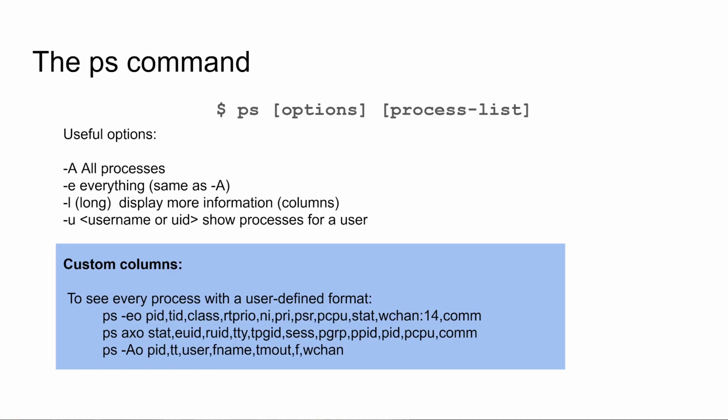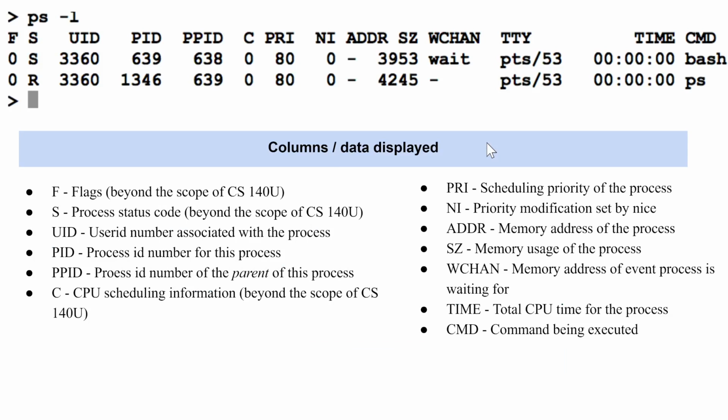But some useful options are the dash uppercase A. That will list all processes, same as lowercase e. So you can see here's two versions of the options that list all processes, uppercase A and lowercase e. And that's because these standards are for backward compatibility with other standards. Anyhow, dash L, we just saw an example of that. It'll give you a little bit more information. So there's an example here.